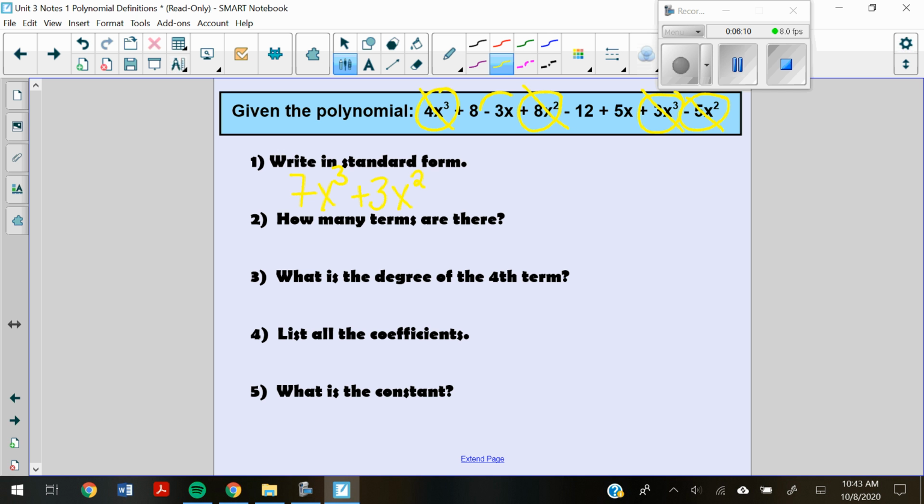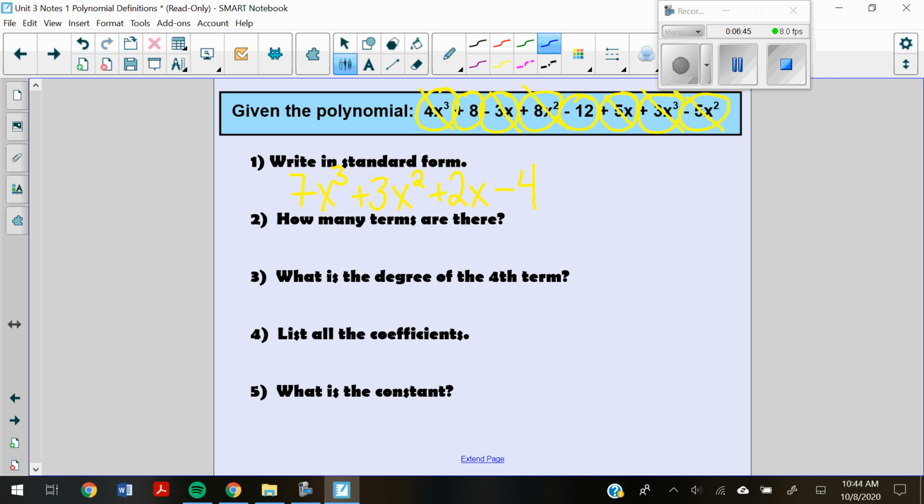All right, I'm now looking at just plain x's, and I have a negative 3x and a positive 5x. Negative 3 plus 5 gives me 2x. And we're at our last terms, our constants, the ones without variables. So 8 minus 12, and we end up with negative 4. So now our polynomial is in standard form: highest exponent terms first, all the way down to the constant. Sometimes we don't have constants, but in this case we do.